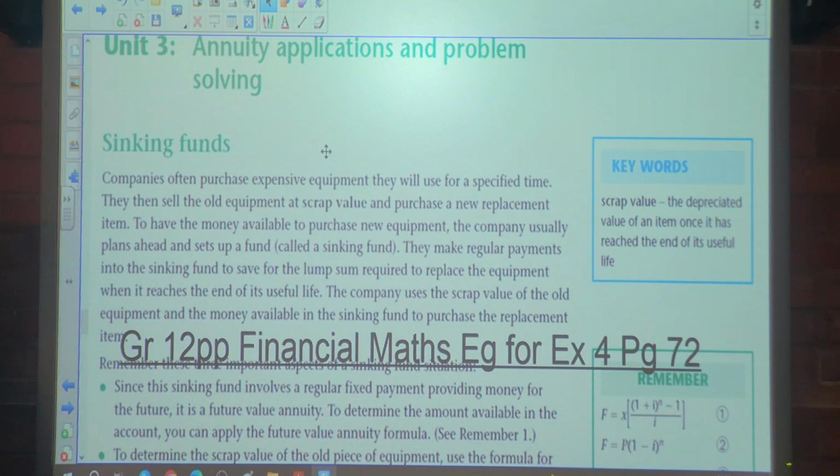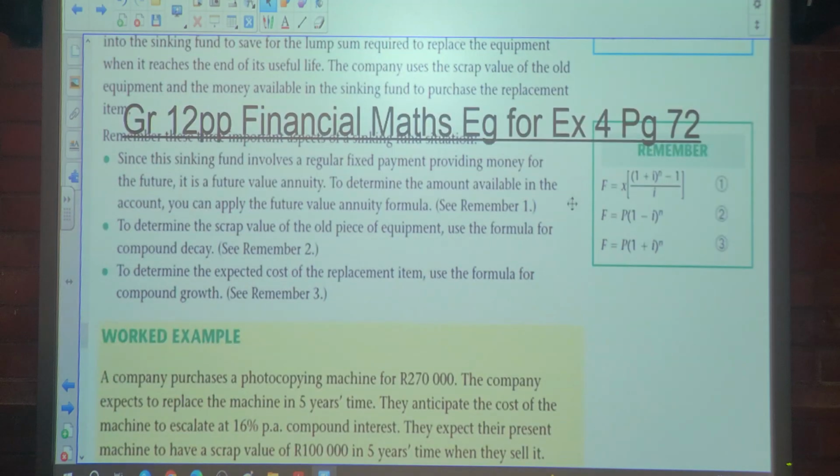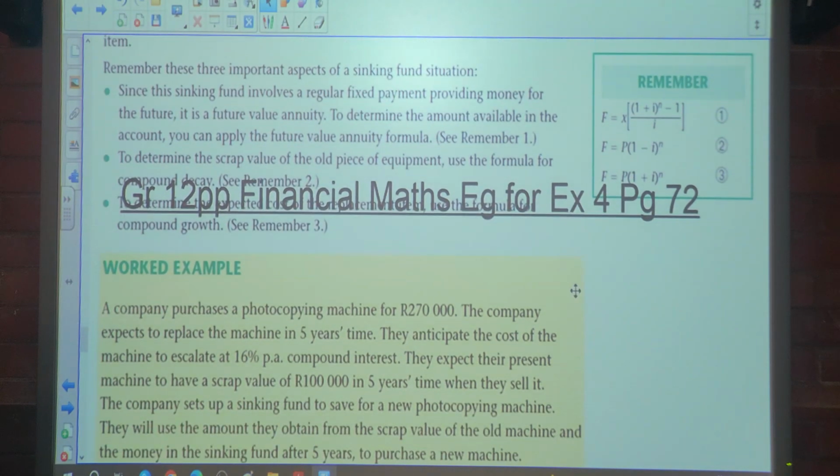The company uses the scrap value of the old equipment and the money available in the sinking fund to purchase the replacement item. So here we're told the scrap value, the depreciated value of the item once it has reached the end of its useful life at the company now, because somebody else is going to buy it and use it further on. Remember these three important aspects of a sinking fund situation. The sinking fund involves a regular fixed payment providing money for the future. It is a future value annuity.